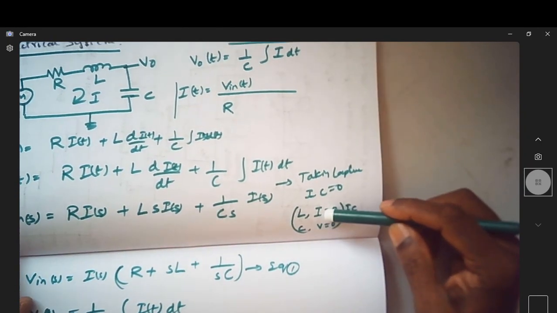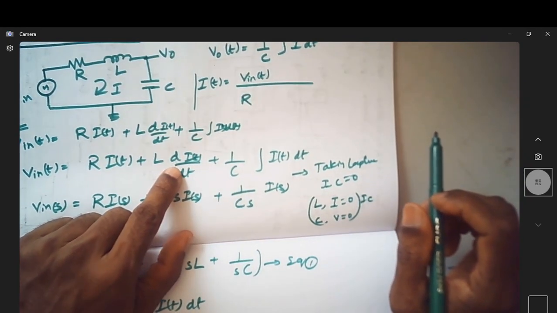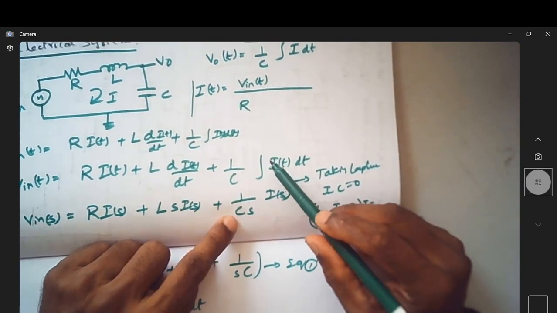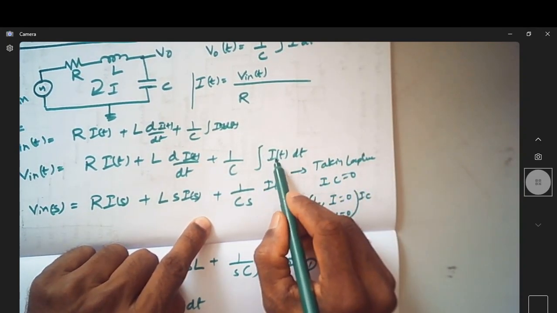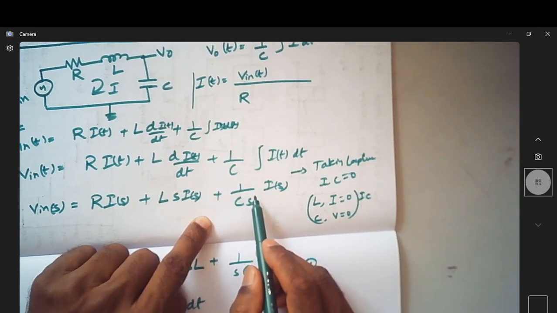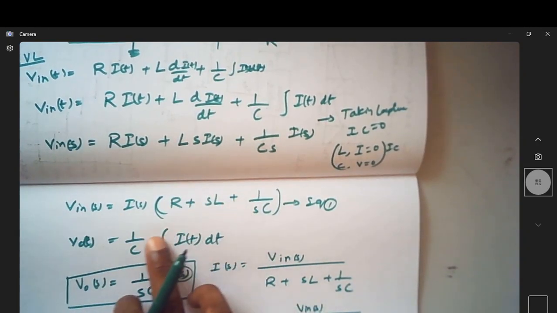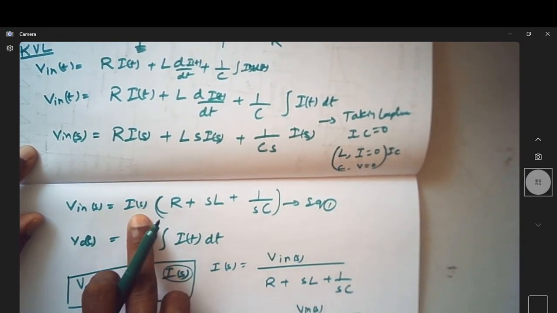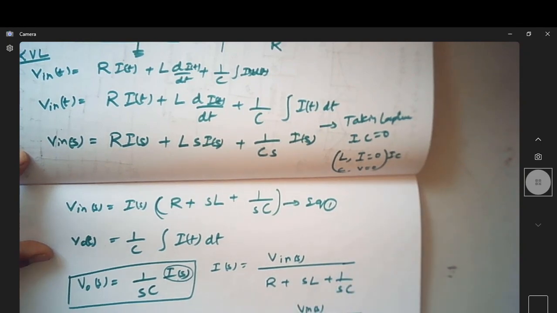So with initial conditions as 0, we can write the Laplace of a derivative as s into I of s, whereas Laplace of an integral, that is integral of i(t) dt, is nothing but 1 over s into I of s. So we can rewrite this expression taking I of s as common factor. Then we are trying to get an expression for output voltage in terms of V in of s. So we are replacing I of s in the form of V in of s divided by the impedance of the network.